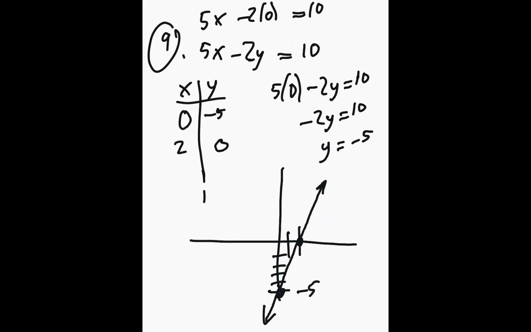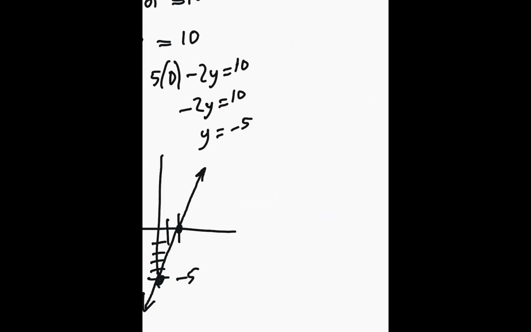Now, let's go to number 10. Find the slope of the line passing through the points. And it gives you some points: (3, 6) and (4, 8). Okay, so find the slope of the line passing through the points.